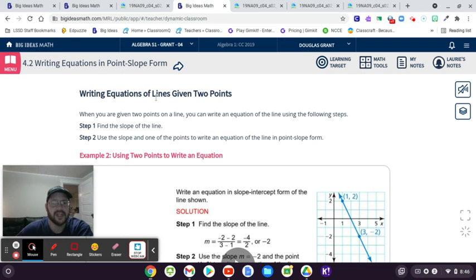So write equations given 2 points. You can use point-slope form, but you got to do something first. Step 1 is to find the slope of the line using the 2 points. And then you can use the slope and either of the 2 points that they give you to write point-slope form. So here's an example of that. You might want to jot that down in your notes, the 2 steps of using point-slope form given 2 points.